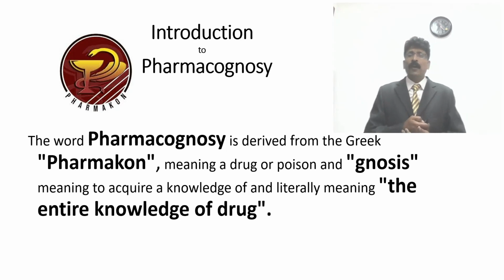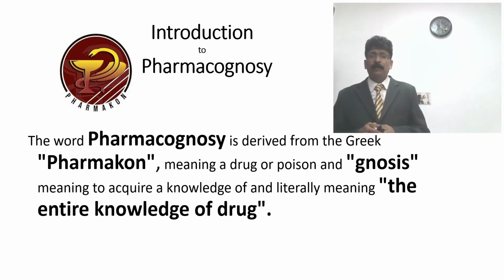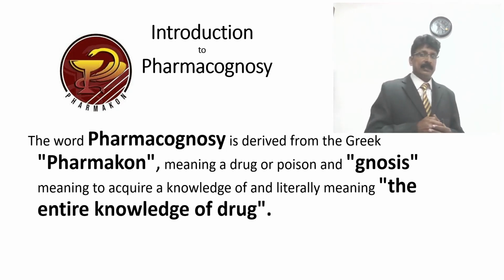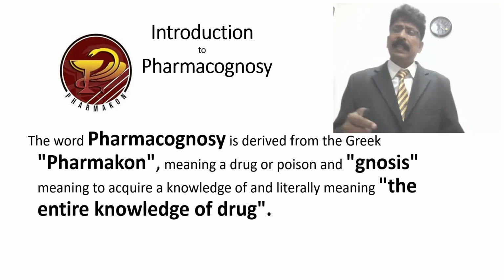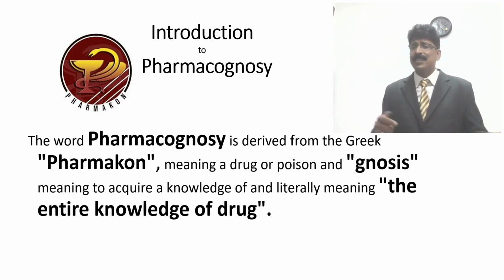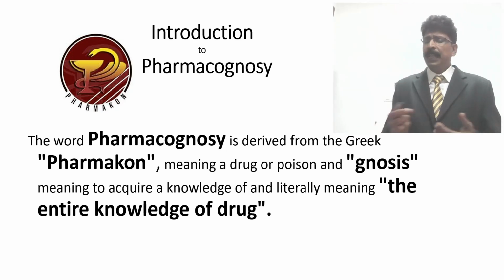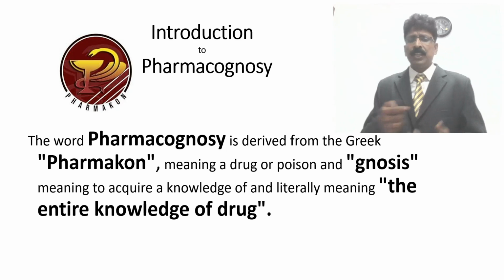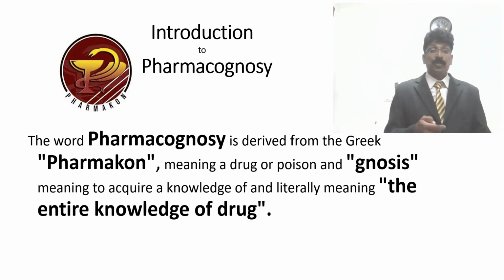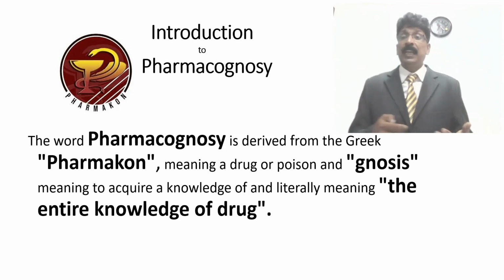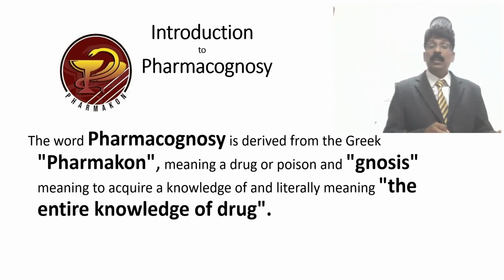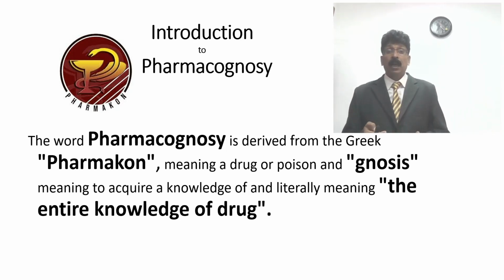The word pharmacognosy is derived from the Greek pharmakon, meaning a drug or a poison. Why a drug or a poison? It's a xenobiotic, a foreign body, which is not a food, which is entering your body as a foreign body. So it's a xenobiotic, that's why it can be called a poison also. Pharmakon is a word taken from the Greek, and gnosis is also a word taken from the Greek language, which means knowledge, entire knowledge. So totally pharmacognosy means the entire knowledge of the drug.